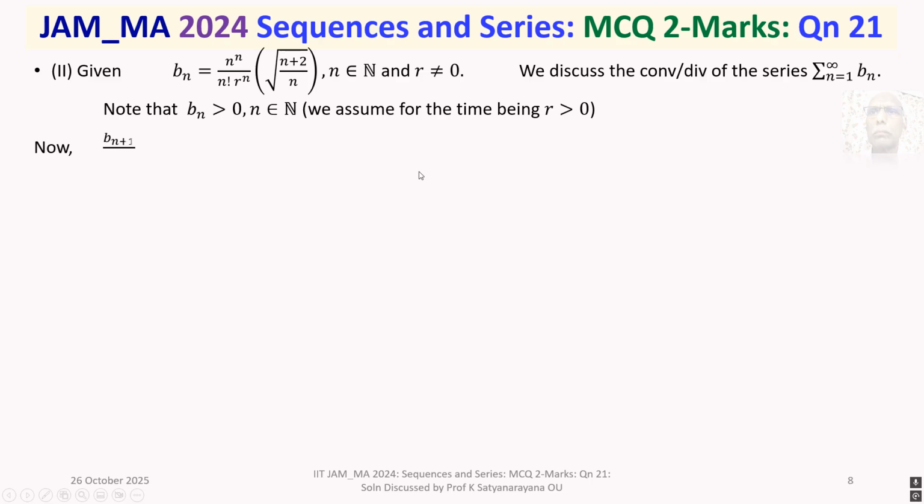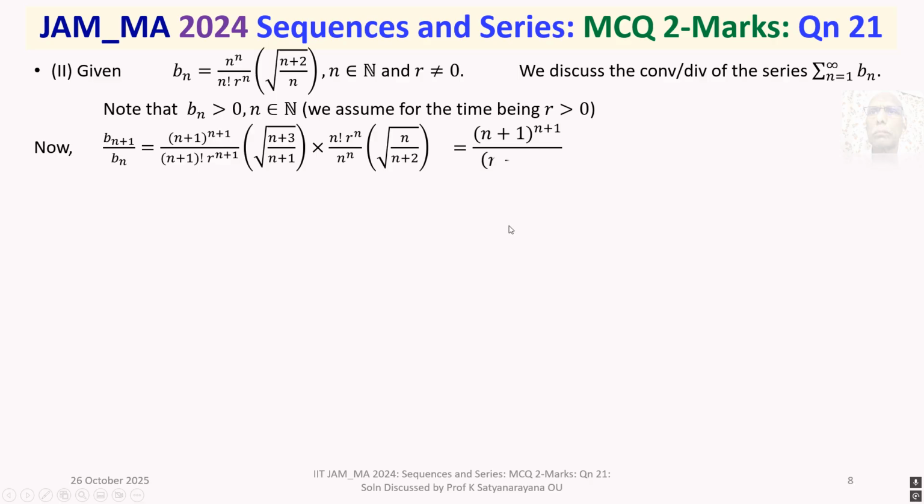Agreed. Now we are trying to apply D'Alembert's ratio test. For that we compute Bn plus 1 by Bn, written in a reverted fashion. Now cancel n factorial with n plus 1 factorial, and n plus 1 will remain here. R power n cancels with r power n plus 1, and r will remain here. So that's what we have.